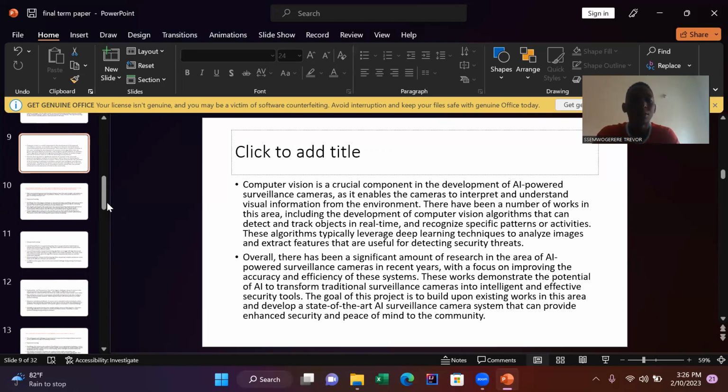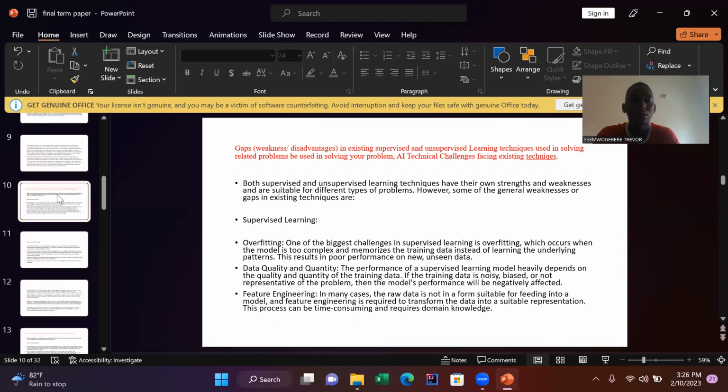So, gaps: the disadvantages in existing supervised and unsupervised learning techniques. Both supervised and unsupervised techniques have their own strengths and weaknesses and are suitable for different types of problems. However, some of the general weaknesses or gaps in existing techniques are overfitting for supervised learning. Overfitting is one of the biggest challenges in supervised learning, which occurs when the model is too complex and memorizes the training data instead of learning the underlying patterns.